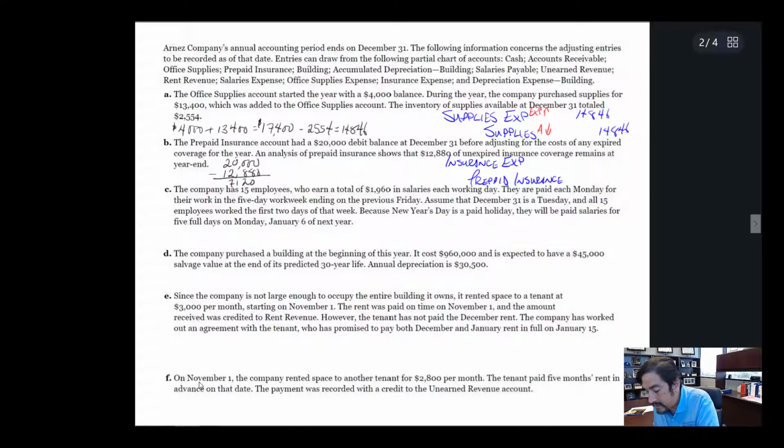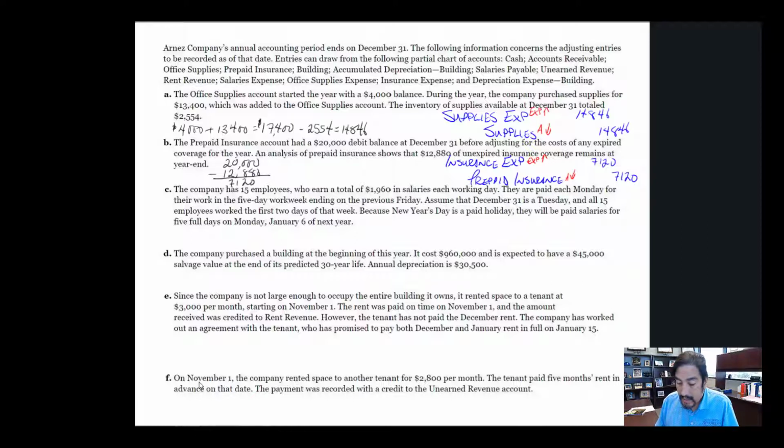Insurance expense is our expense account that we are increasing. We do that with a debit. Prepaid insurance is an asset account that we are decreasing. We do that with a credit. And we just calculated the amount, 7,120. That is the prepaid insurance that we have used up. So we're going to expense it.